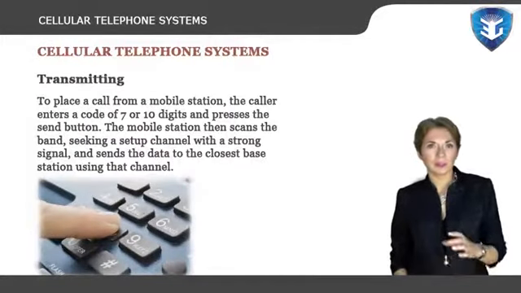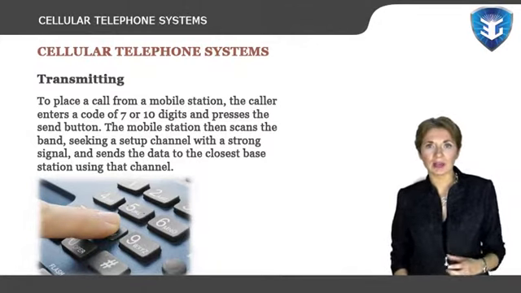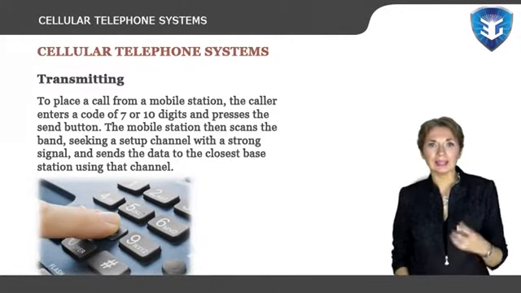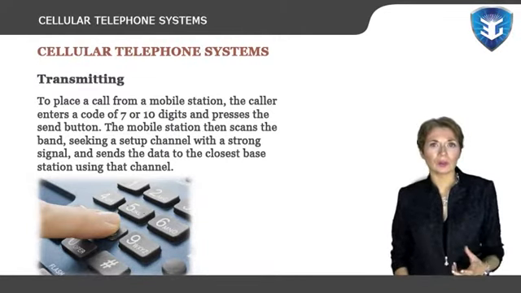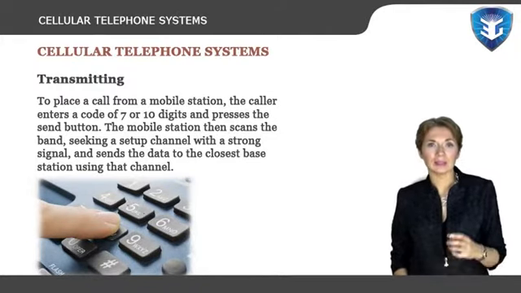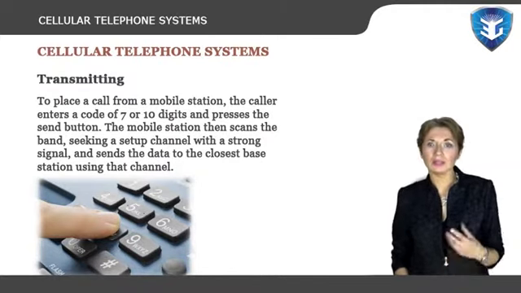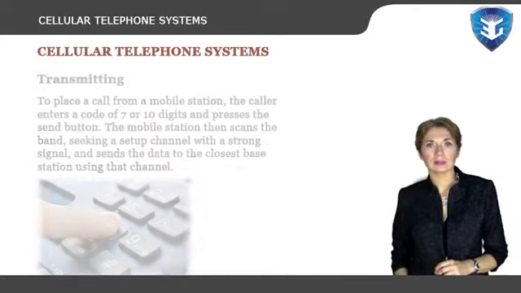Transmitting. To place a call from a mobile station, the caller enters a code of 7 or 10 digits, a phone number, and presses the send button. The mobile station then scans the band, seeking a setup channel with a strong signal, and sends the data, the phone number, to the closest base station using that channel. The base station relays the data to the MSC. The MSC sends the data on to the telephone central office.